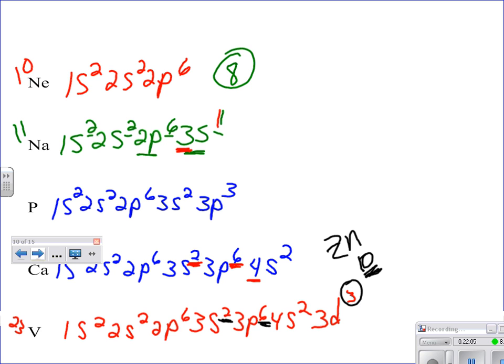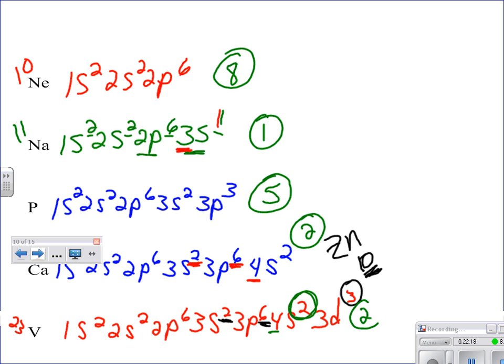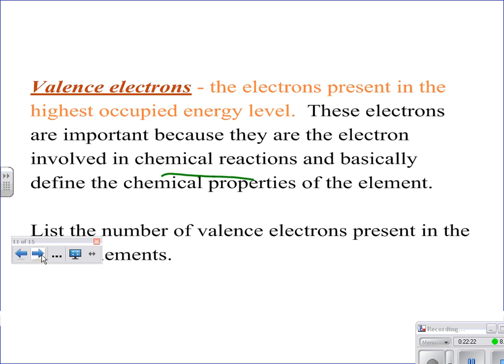Sodium, how many? Phosphorus? 5. Calcium? 2. Vanadium? 2. So happens to be these 2 right here in that 4th energy level. So that's what we see about valence electrons.